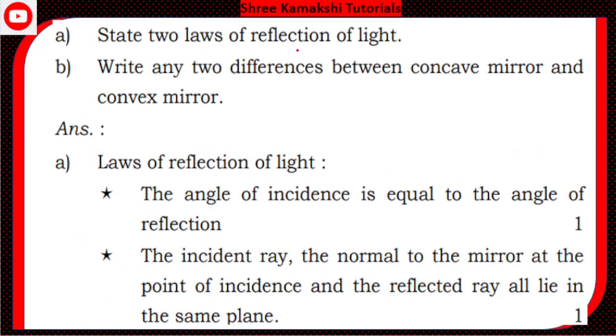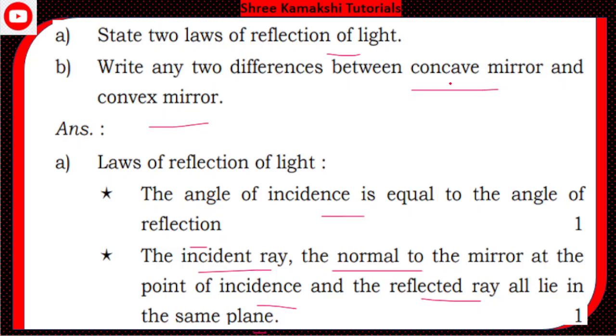State two laws of reflection of light. Write any two differences between concave mirror and convex mirror. State two laws of reflection of light. The angle of incidence is equal to the angle of reflection. The incident ray, the normal to the mirror at the point of incidence, and the reflected ray all lie in the same plane. These are the two laws of reflection of light.